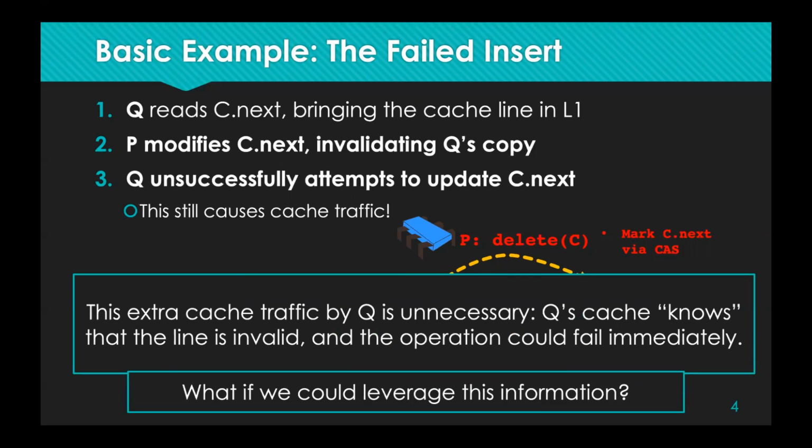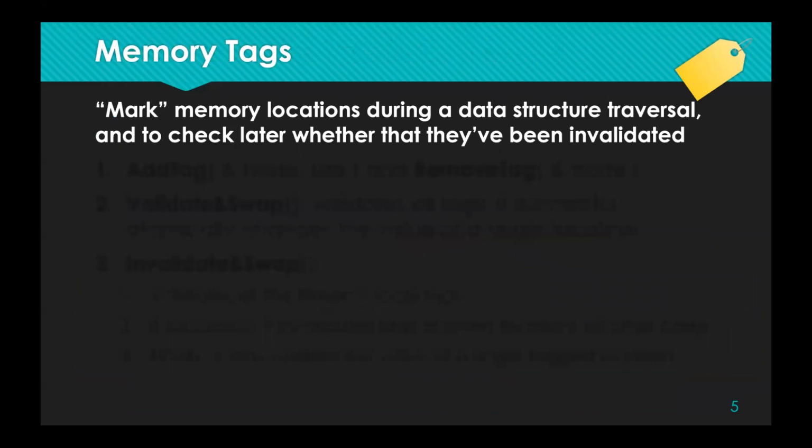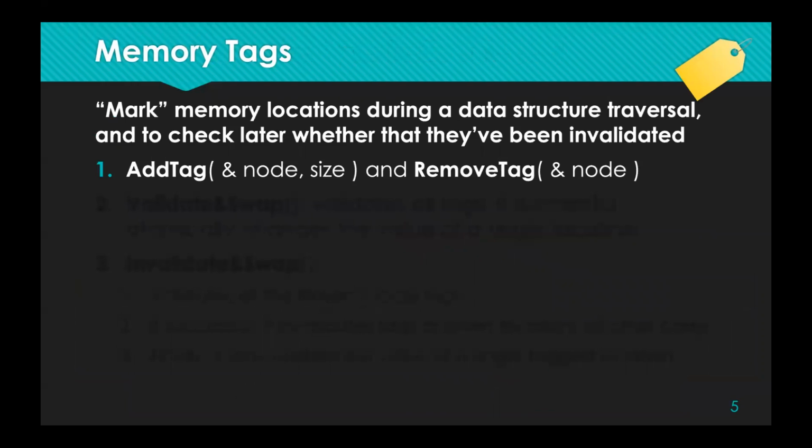So the intuition behind MemTags is that it would be nice if we could leverage this information present in the local cache in order to render data structures more efficient. Memory tags allow the programmer to mark memory locations during a data structure traversal and to later check, validate that these locations have not been invalidated at the cache level since the last tagging step. In particular, we allow the following operations: add tag onto a node, which just puts a tag onto a node.